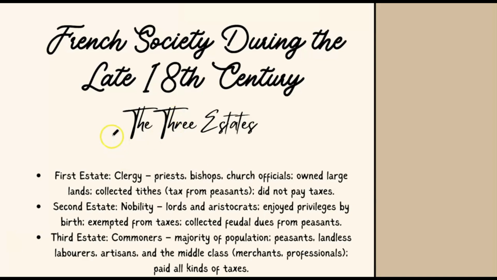The three estates. French society was divided into three estates. The first estate was the clergy, priests, bishops, and other church officials. They were wealthy, owned vast lands, and collected taxes called tithes. Importantly, they did not pay state taxes.